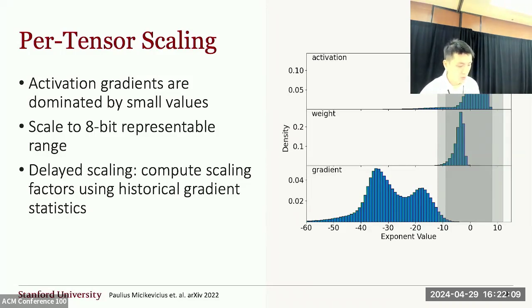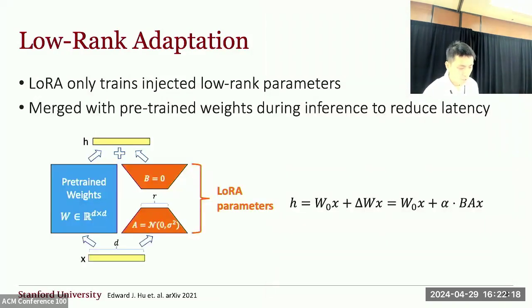We use delayed scaling, same as NVIDIA's FP8, meaning computing the scaling factor using historical gradient statistics so that we only need to do one pass of the data. We also apply low-rank adaptation to further reduce the fine-tuning memory, where we reduce the number of trainable parameters by injecting low-rank parameters, and they can be merged with pre-trained weights during inference to reduce latency.